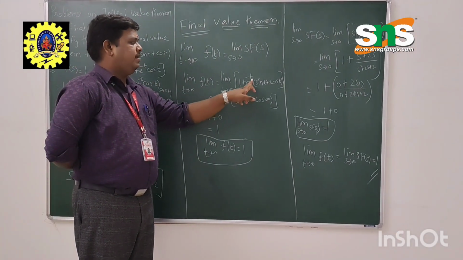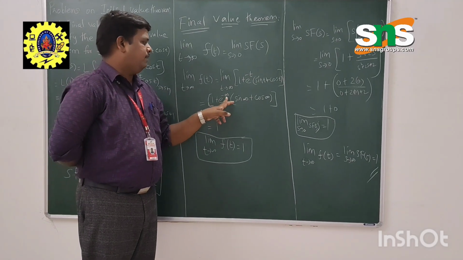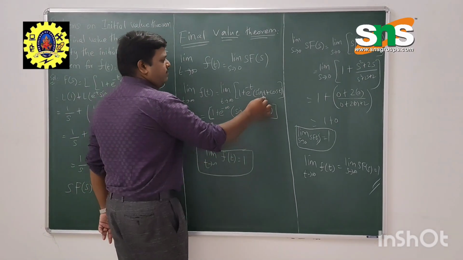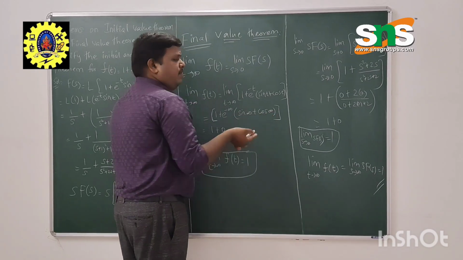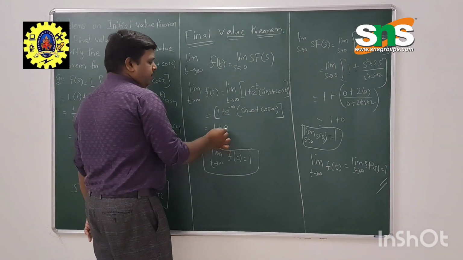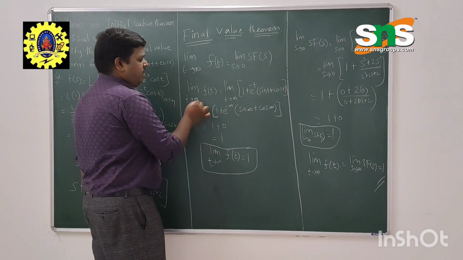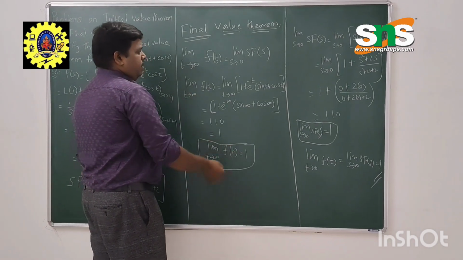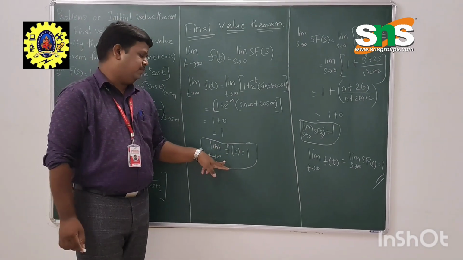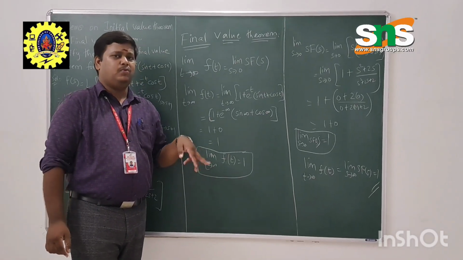Applying the limit t tends to infinity means 1 plus e power minus infinity into (sin infinity plus cos infinity). Since e power minus infinity is 0, that term is 0. So 1 plus 0 we get 1. So limit t tends to infinity, f of t is equal to 1. So the left hand side value, limit t tends to infinity, f of t, is 1.